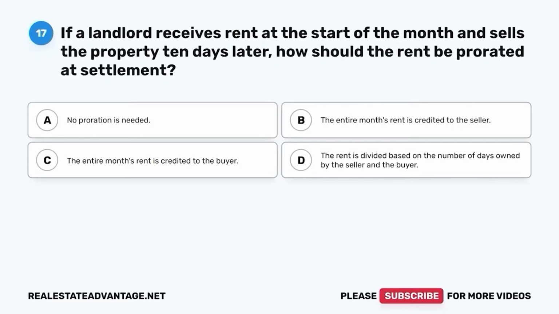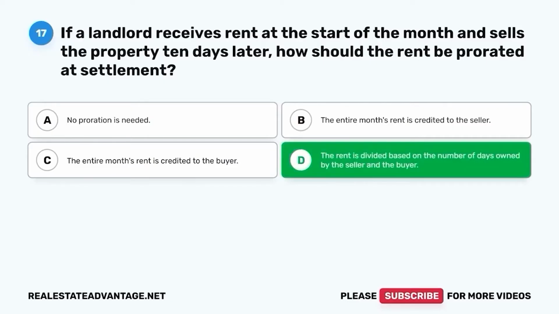A. No proration is needed. B. The entire month's rent is credited to the seller. C. The entire month's rent is credited to the buyer. D. The rent is divided based on the number of days owned by the seller and the buyer. The correct answer is D.